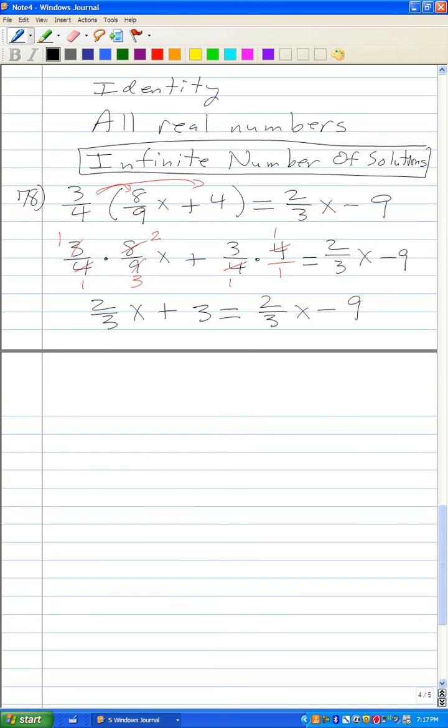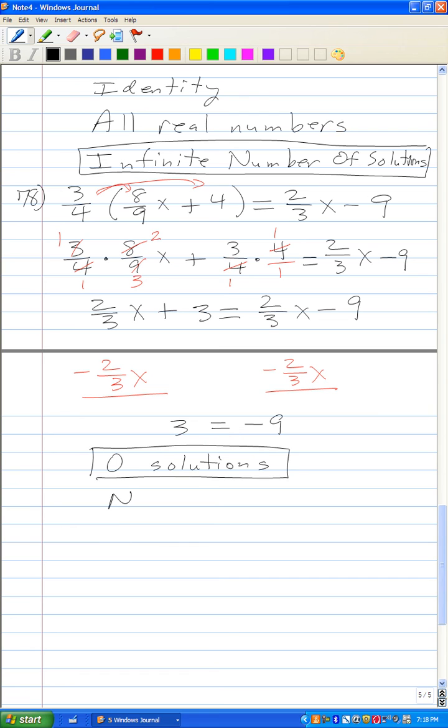Let me subtract 2/3 x from both sides of my equation. I could get rid of the fractions if I want, but the 2/3 x's cancel. So I just get 3 is equal to negative 9. Again, 3 is not equal to negative 9, so there are no solutions. So no solution. This is a contradiction. 3 is not equal to negative 9.